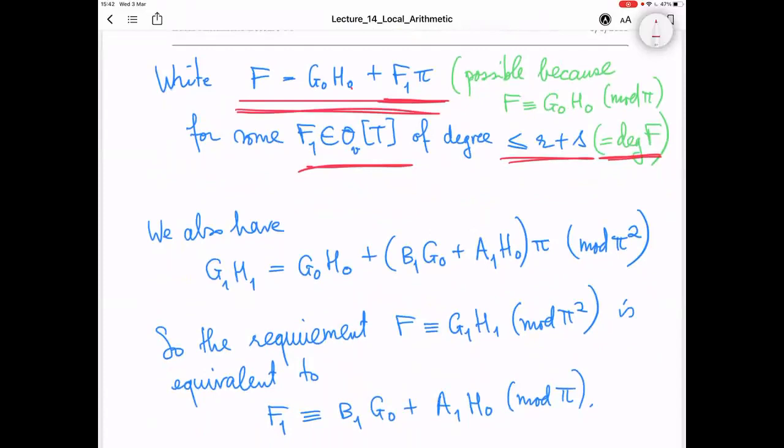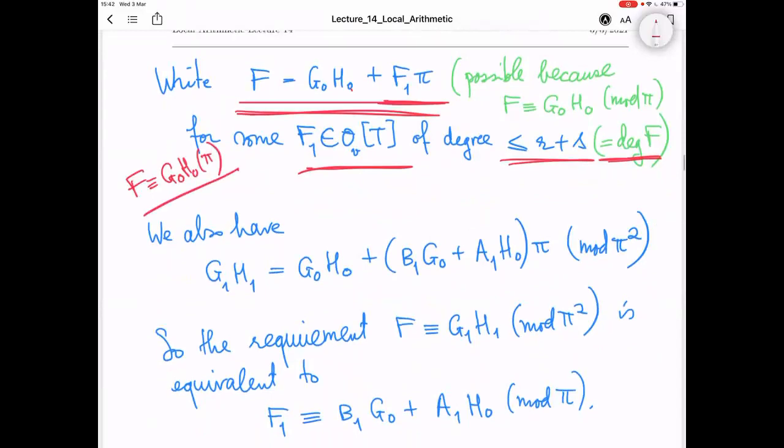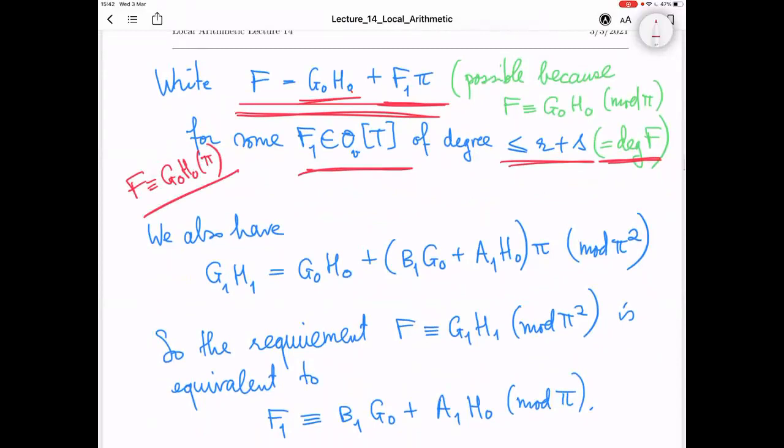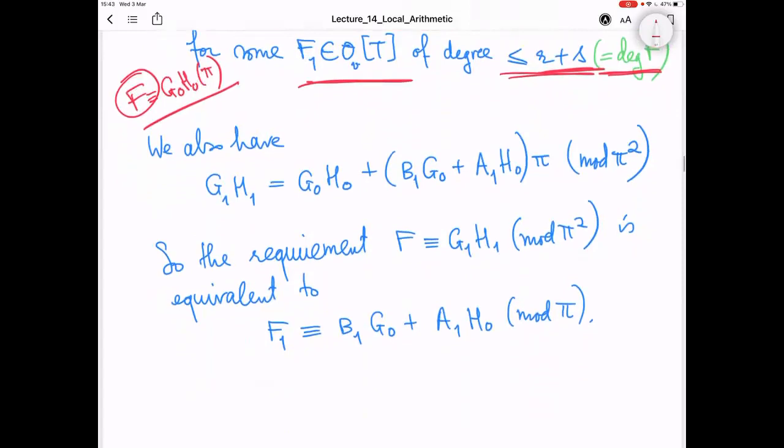Why can I write it like this? Because F is congruent to G0, H0 modulo pi, right? So the difference F minus G0, H0 is some multiple of pi. And what can be the degree of this polynomial F1? It has to be less than R plus S, because that's the degree of F. So that's not difficult.